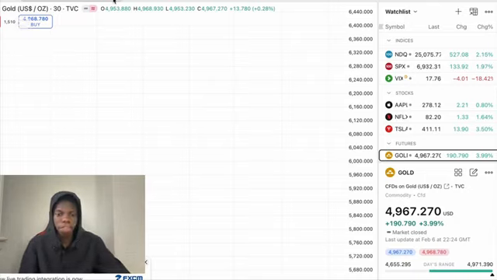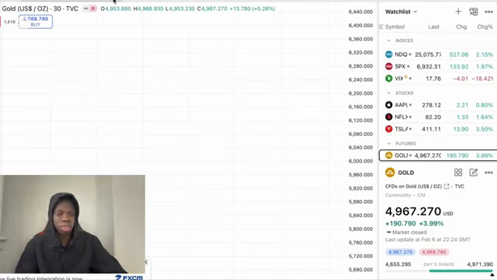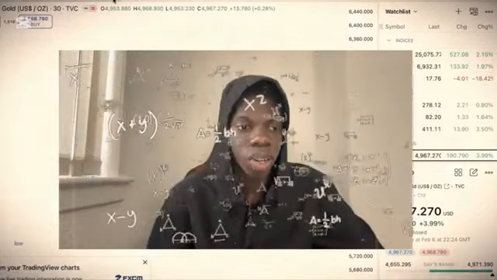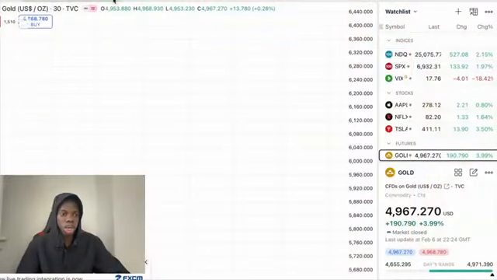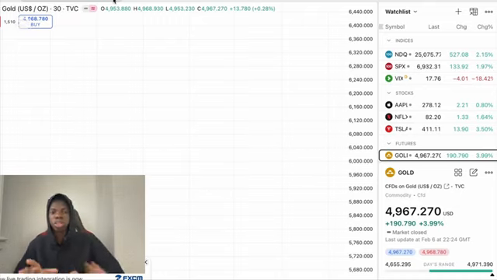Now firstly, when you enter the market, the first thing you see is red, green, red, green, red, green candles going up, down. It feels like, bro, what is going on here? So don't be confused. Those are what we call candlesticks. That's where the real money sits. You understand? That is where the real money sits.